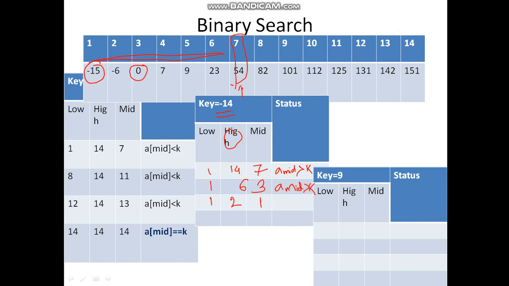1? No. Minus 14 is now greater than minus 15. So now A of mid is less than K. That means that low is equal to mid plus 1. So the problem now becomes between 2 and 2. Now the problem has become a small problem, because low is equal to 2 and high is equal to 2. It means there is only one element present in this particular problem. So just compare whether it is present at 2.